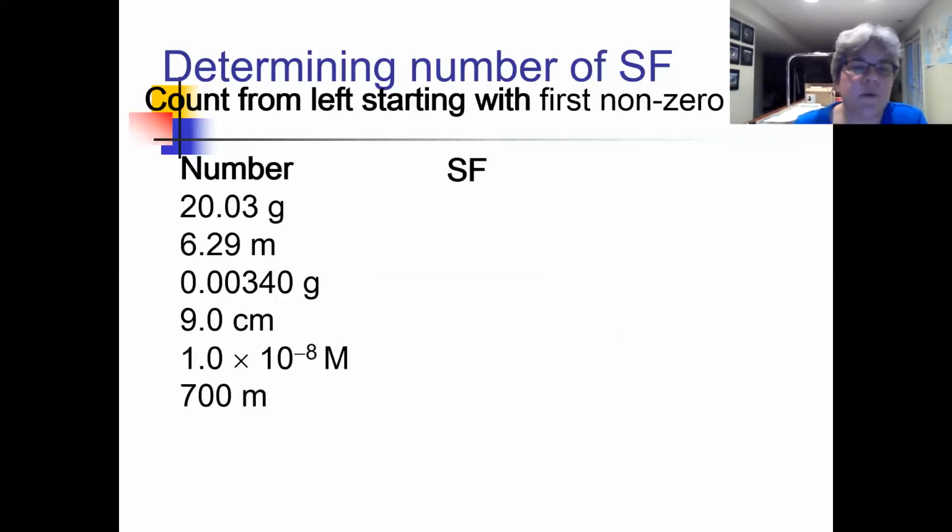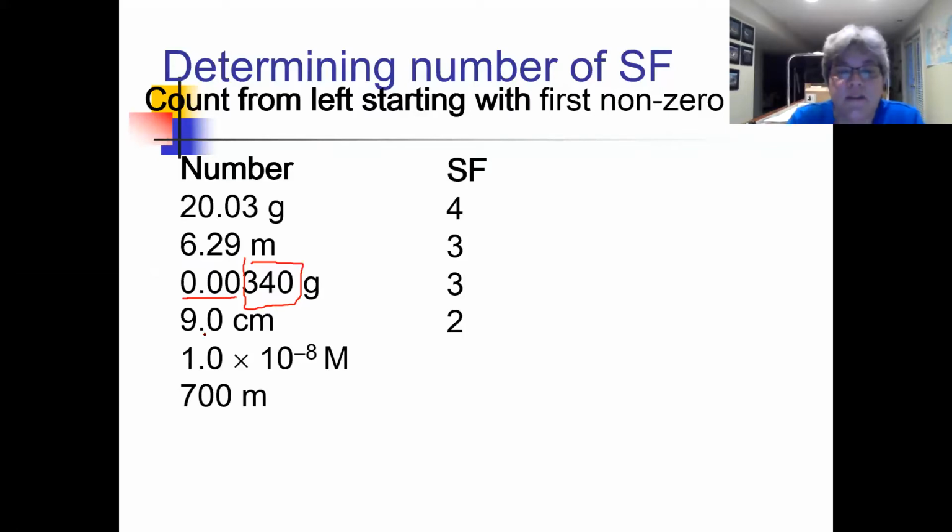For this one, how many significant figures? Well, the answer's in your notes, but there are 4. How about this one? 3. How about this one? 3. This one is 3. Which 3 are significant? Well, remember, these are not significant. So it's these right here that are significant. How about this one, the 9.0 centimeters? 2. That one's 2.